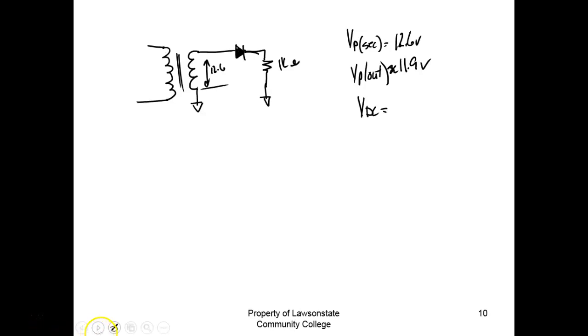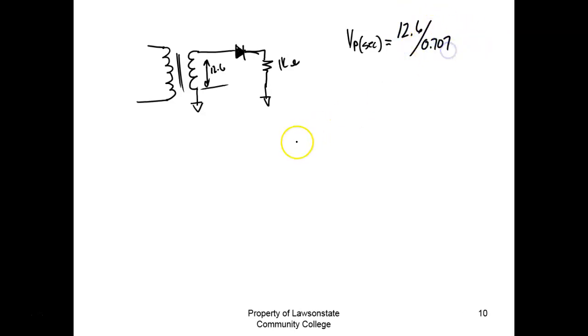Well, that's not quite yet. Let's add one more thing. We'll calculate V peak secondary, so that's wrong. So V peak secondary is going to be equal to what? 12.6 divided by 0.707. And V peak out, which is going to be out of the diode, is going to be equal to V peak secondary minus 0.7, because these are silicon diodes that we're using.